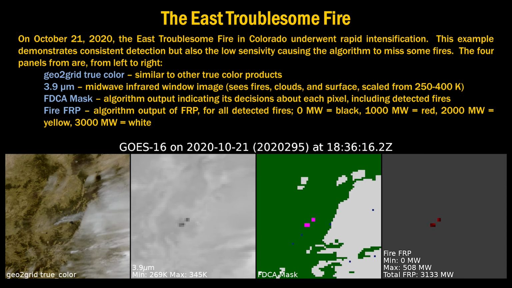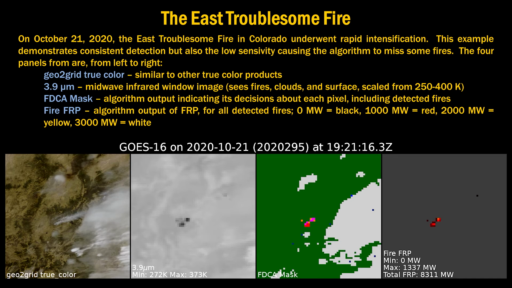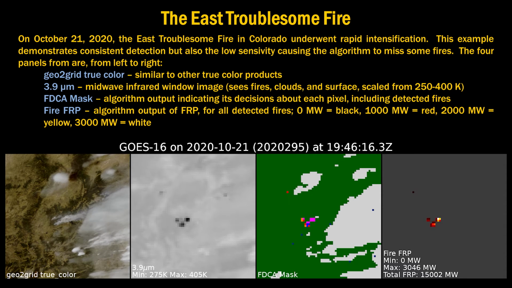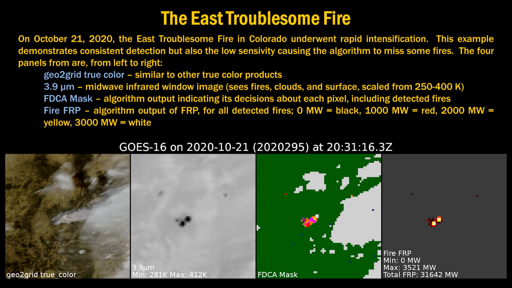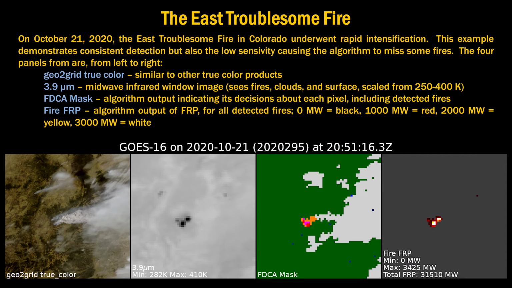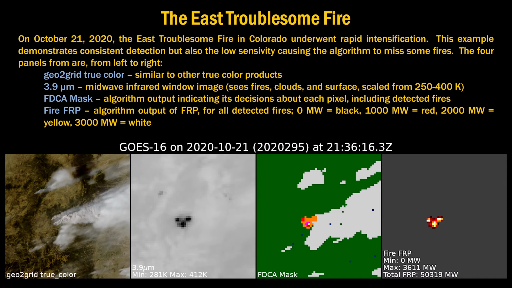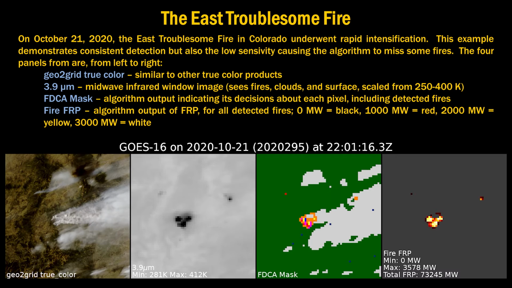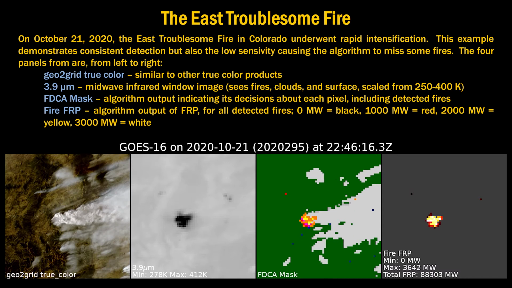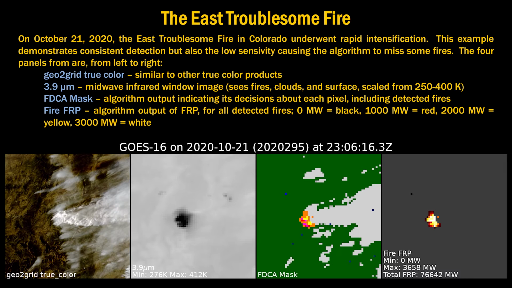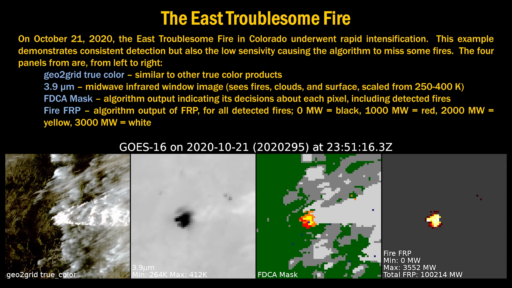FDCA mask, the mask showing the fire detection algorithm's determination about the pixels and its classifications of them. As you can see, they vary in color from red to orange to yellow to cyan. And Fire FRP, algorithm output of FRP for all detected fires, where 0 megawatts is black, 1000 megawatts is red, 2000 megawatts is yellow, and 3000 megawatts is white. You can also see hints in the 3.9 micron panel of reflection of 3.9 micron radiation off of water clouds to the north of the Troublesome Fire.